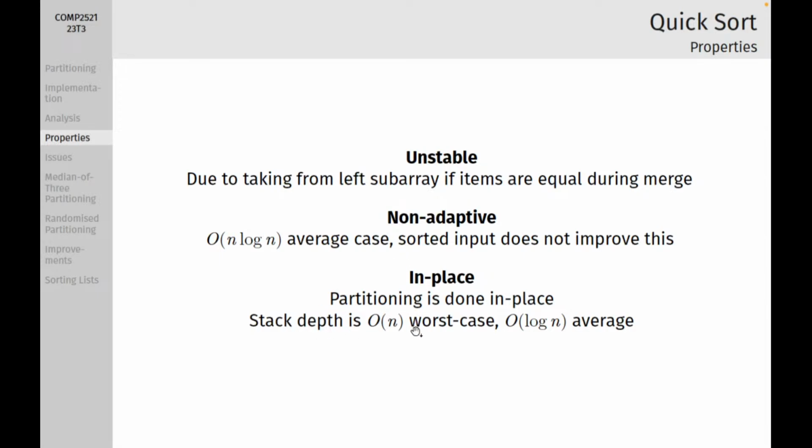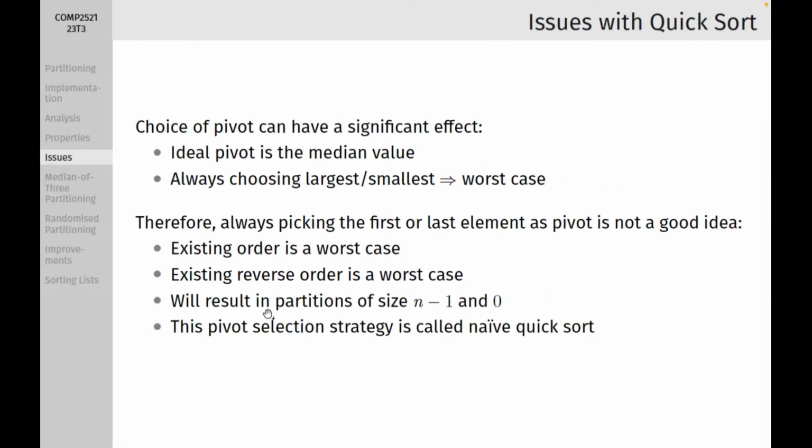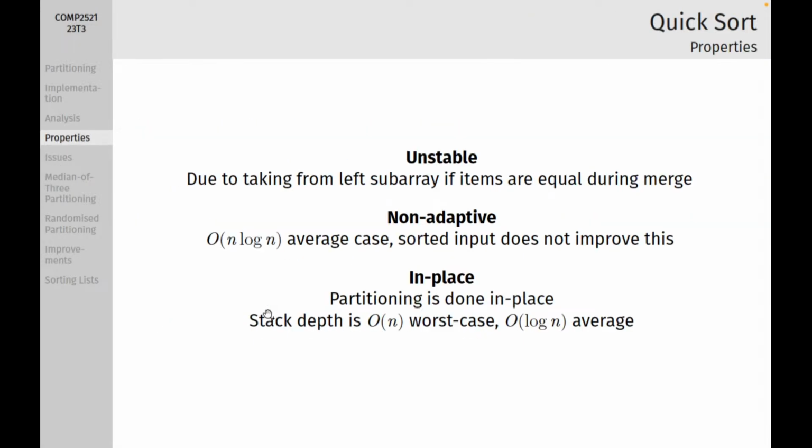All right, and quicksort is in place, right? Because partitioning is done in place without using temporary arrays. And also to note that since quicksort is recursive, it uses stack space. So quicksort will use O(n) stack space in the worst case if you're really unlucky with your pivot selection. On average, it'll be O(log n) stack space.